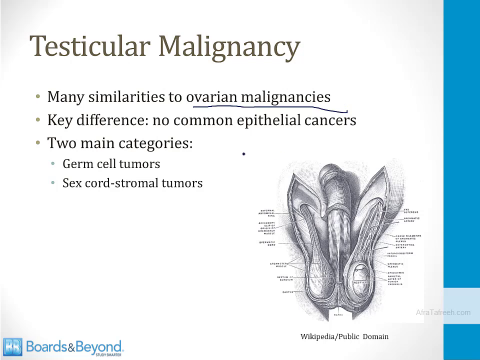A key difference, however, is that in the testicles there are no common epithelial cancers. Epithelial cancers of the testicles are incredibly rare. This makes testicular malignancies easier to understand compared with ovarian cancers, because in the testicles there are really just two main categories of tumors. There are germ cell tumors and sex cord stromal tumors.